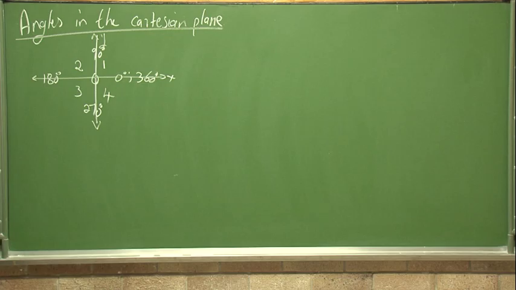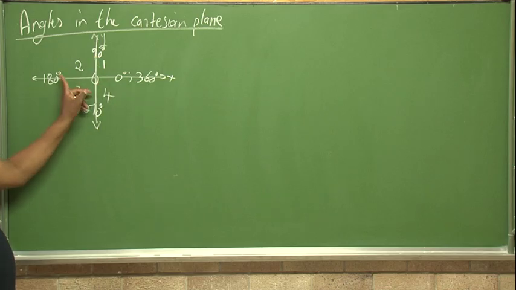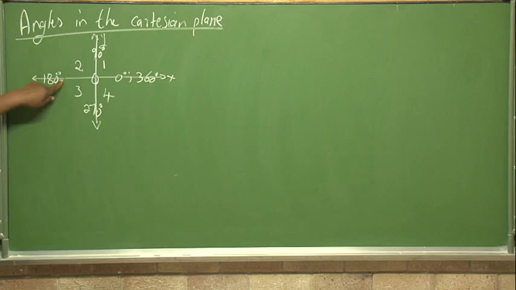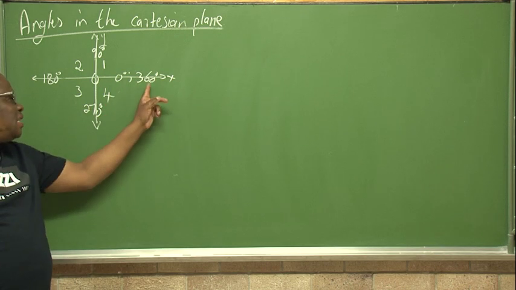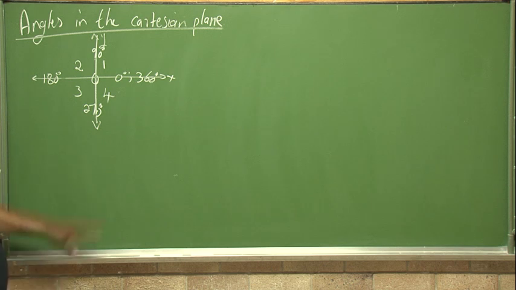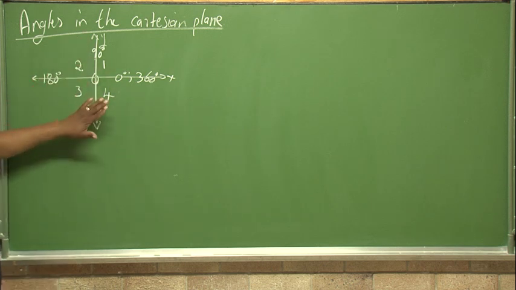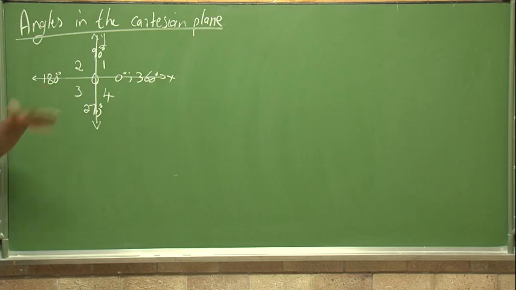This is a Cartesian plane divided into 4 quadrants. All the angles in the first quadrant, they are the angles between 0 and 90. Angles in the second quadrant, they are between 90 and 180. Angles in the third quadrant, their sizes vary from 180 to 270, and the angles in the fourth quadrant are between 270 degrees and 360 degrees. This is a Cartesian plane, and in this Cartesian plane, we've got angles in different quadrants.